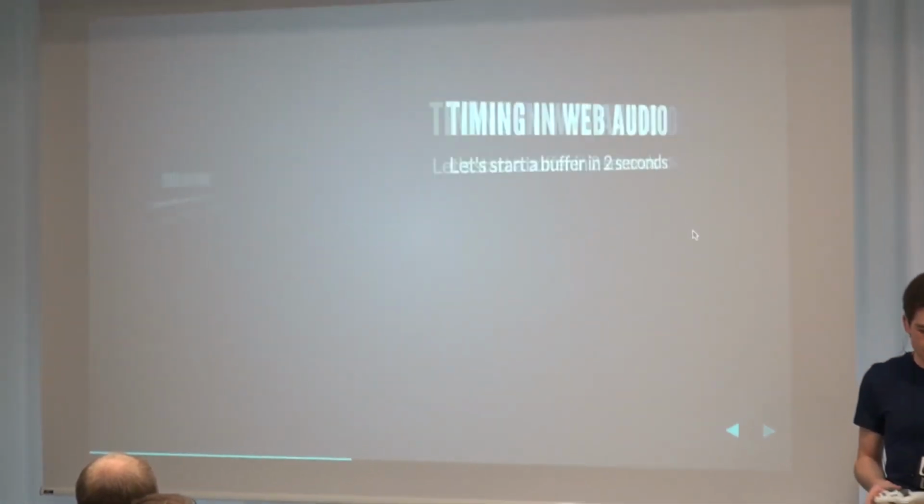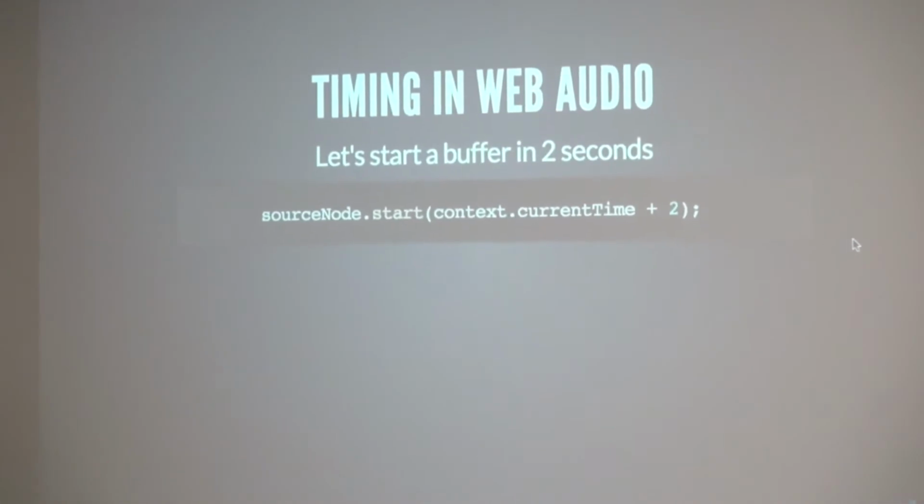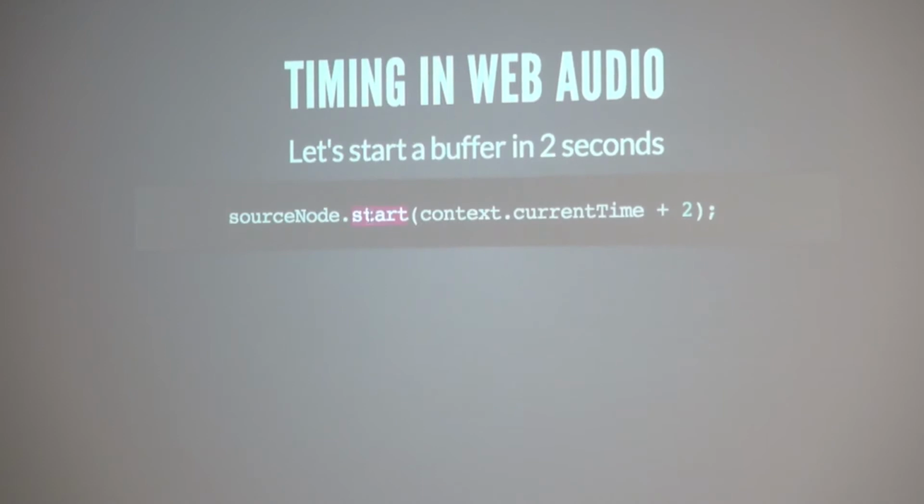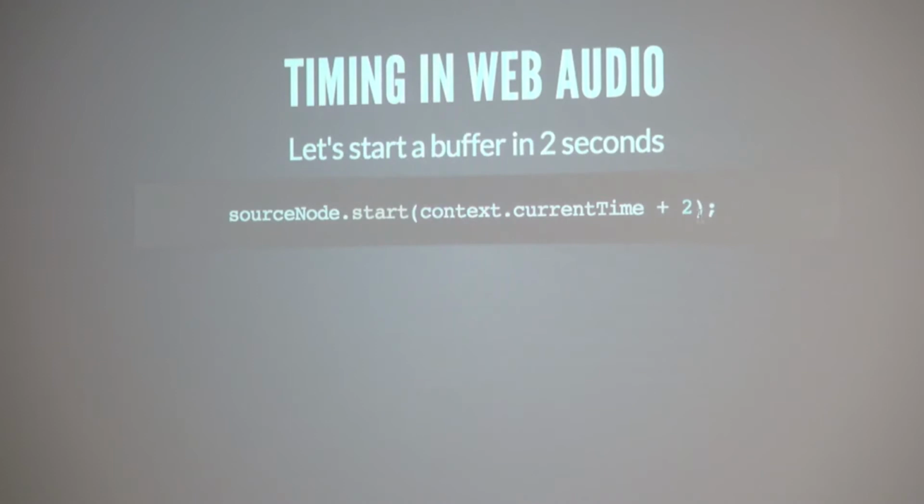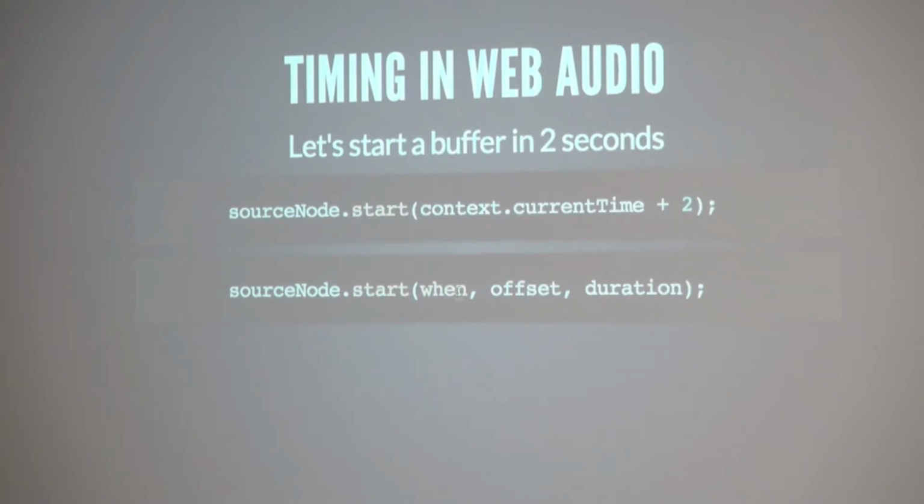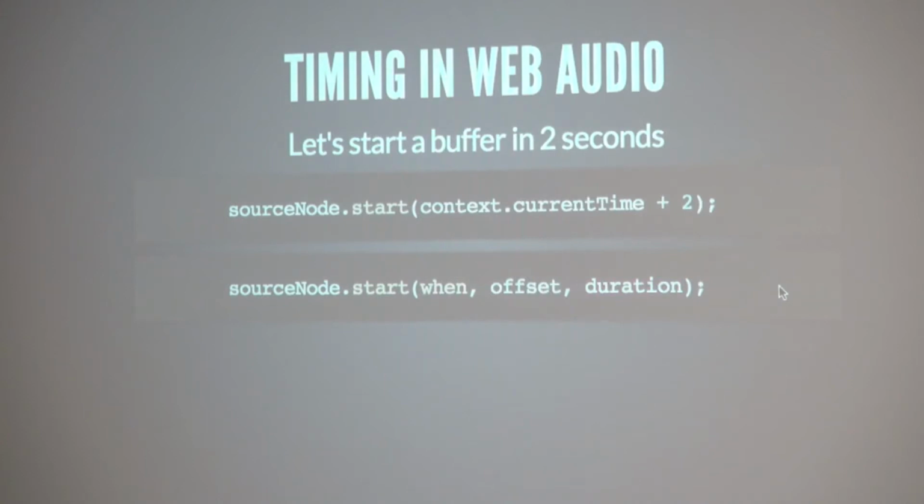So for example, let's start a buffer, like for example the song, in 2 seconds. So we already know the start method, and we can pass a parameter when it should start. And this is the current time, like now, plus 2, which means in 2 seconds. We're calculating everything in seconds here. And the start method is actually even more awesome because we can say when, you can define an offset, and you can say how long you want to play the buffer. And that's very precise timing with just 3 parameters, which we wouldn't have before.